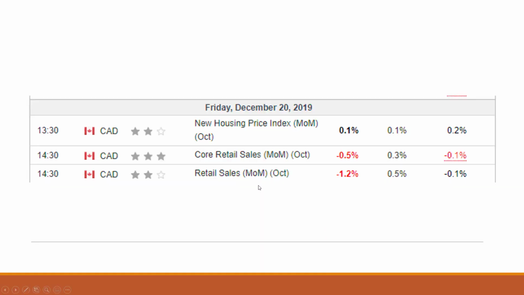Then some more data. We had the new housing price index, which came in as expected, so a slight increase in prices. Retail sales were pretty weak. So retail sales came in at minus 1.2 and core retail sales minus 0.5. So consumer spending, another source of strength, started to weaken a little bit.